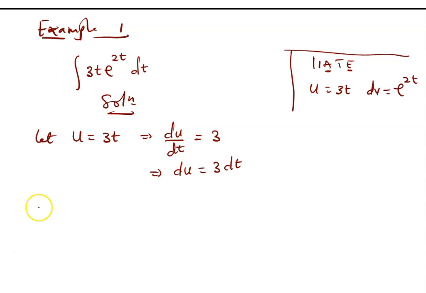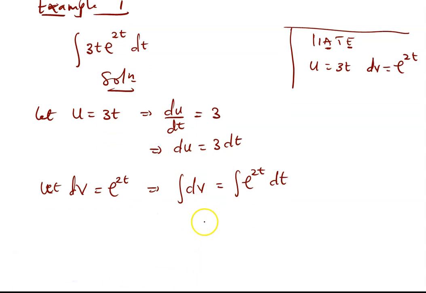So we are going to also let dv, right, equal to what? Equal to e exponent 2t. So integrating both sides, that is the v equals to what? The integration of e to 2t with respect to t. So if I should simplify this, what do I get? I'm going to get v equals to what? I'm going to get e to 2t divided by what?